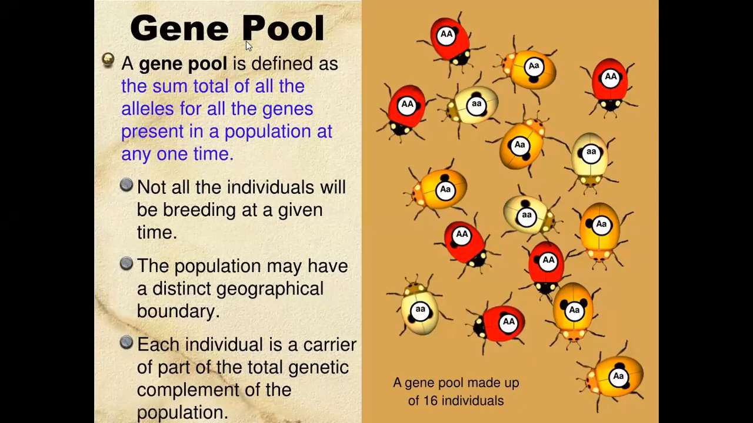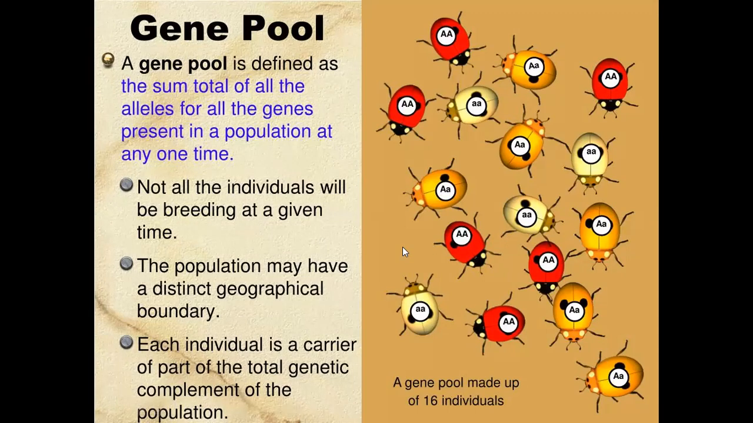Yesterday we had seen gene pool. Gene pool is defined as the sum total of all the genes present in a population. So these are all the genes. For example, allele AA, then small a, small a. So all these are the alleles. And all the genes present in a population at one time is called the gene pool.